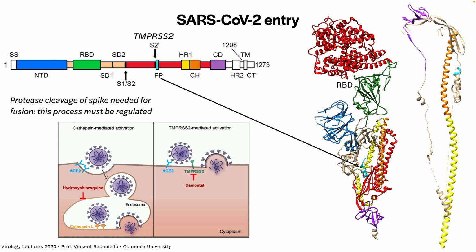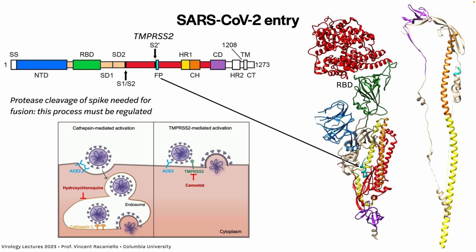And the problem with Vero cells is they don't have cell surface TMPRSS2. So the virus will bind ACE2 on those cells. It'll get taken up by endocytosis. The virus is delivered to the endosome, and there's a protease called cathepsin L that will cleave the spike and it will trigger fusion.